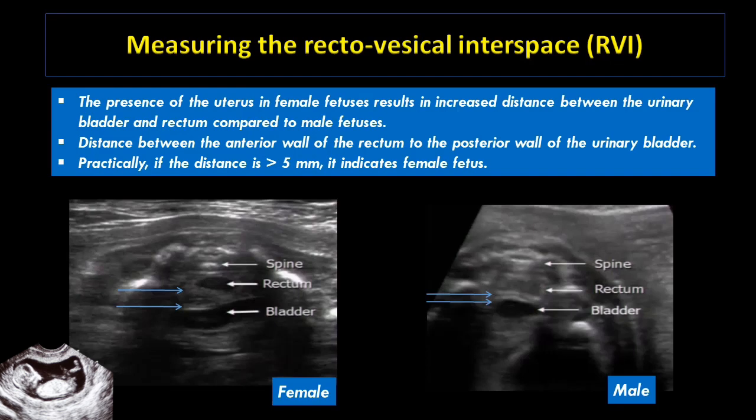So recto-vesical interspace is the distance between the anterior wall of the rectum to the posterior wall of the urinary bladder. It is measured in axial plane at the level of umbilical arteries in cross-section at mid-urinary bladder. Practically, if the distance is greater than 5 millimeters, then it indicates female fetus. As you can see in these images, the recto-vesical interspace in female fetus is much greater than in male fetus.